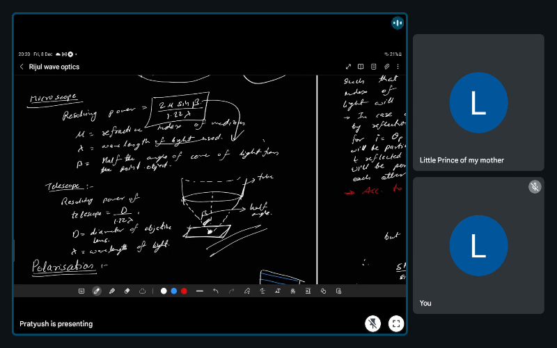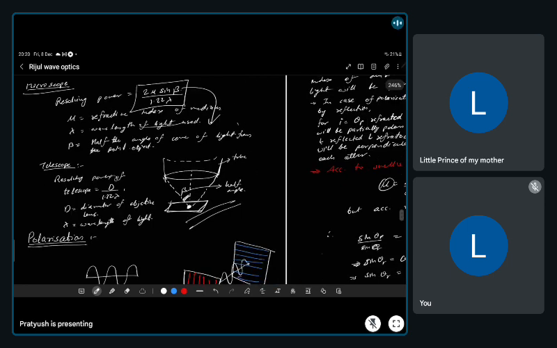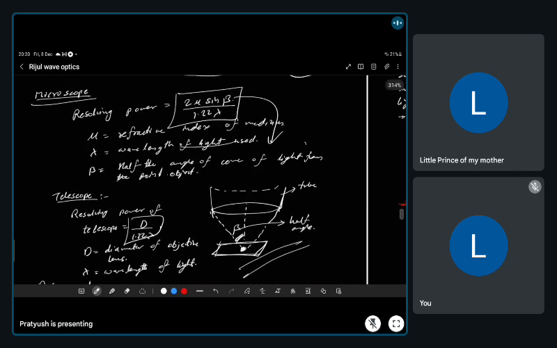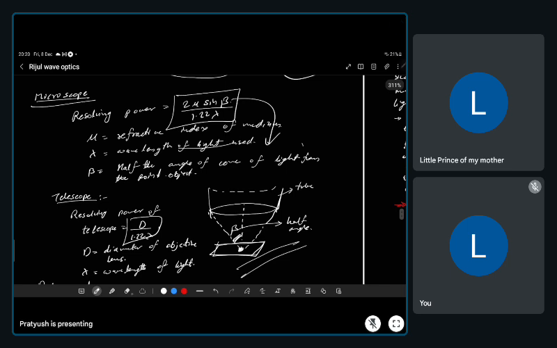2 mu sine beta by 1.22 lambda. This is the resolving power for a microscope. And similarly for a telescope, the resolving power is D by 1.22 lambda. That's it. D is what? Diameter of the objective lens. It is not distance. It is the diameter of the objective lens upon 1.22 lambda. Please take it down. There is nothing to understand in it. Just you need to memorize it. That's it.